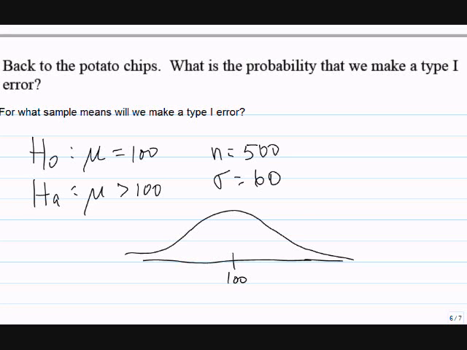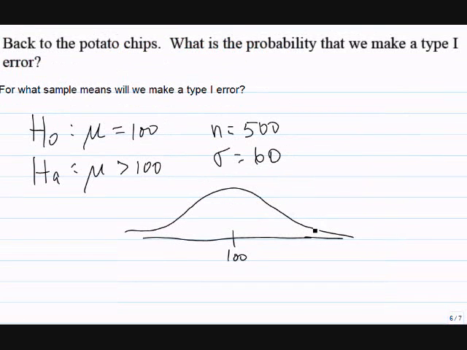I'm going to reject the null hypothesis and be fine. Because that's what these significant tests are all about. But when could I reject the null hypothesis and be incorrect? Well, let's just figure out when we reject the null hypothesis.